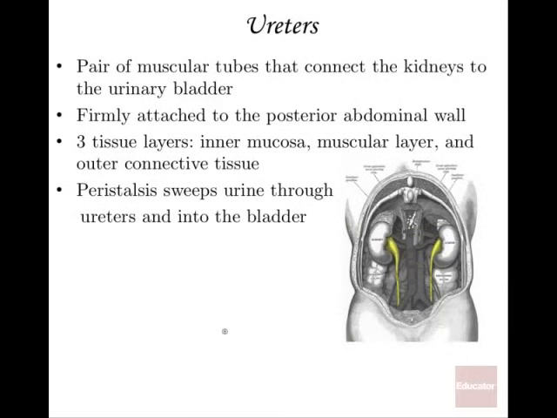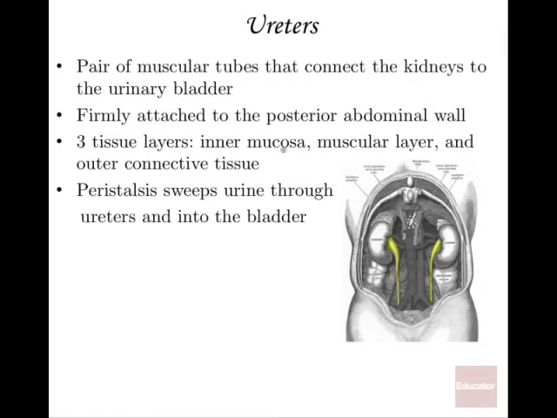The ureters, that is what is actually taking urine down into the urinary bladder. It's a pair of muscular tubes, here in yellow, that connect the kidneys to the urinary bladder, firmly attached to the posterior wall. Remember, the kidneys are found in the back portion of your abdominal region, so the tubes that are coming out of it are going to be right there.